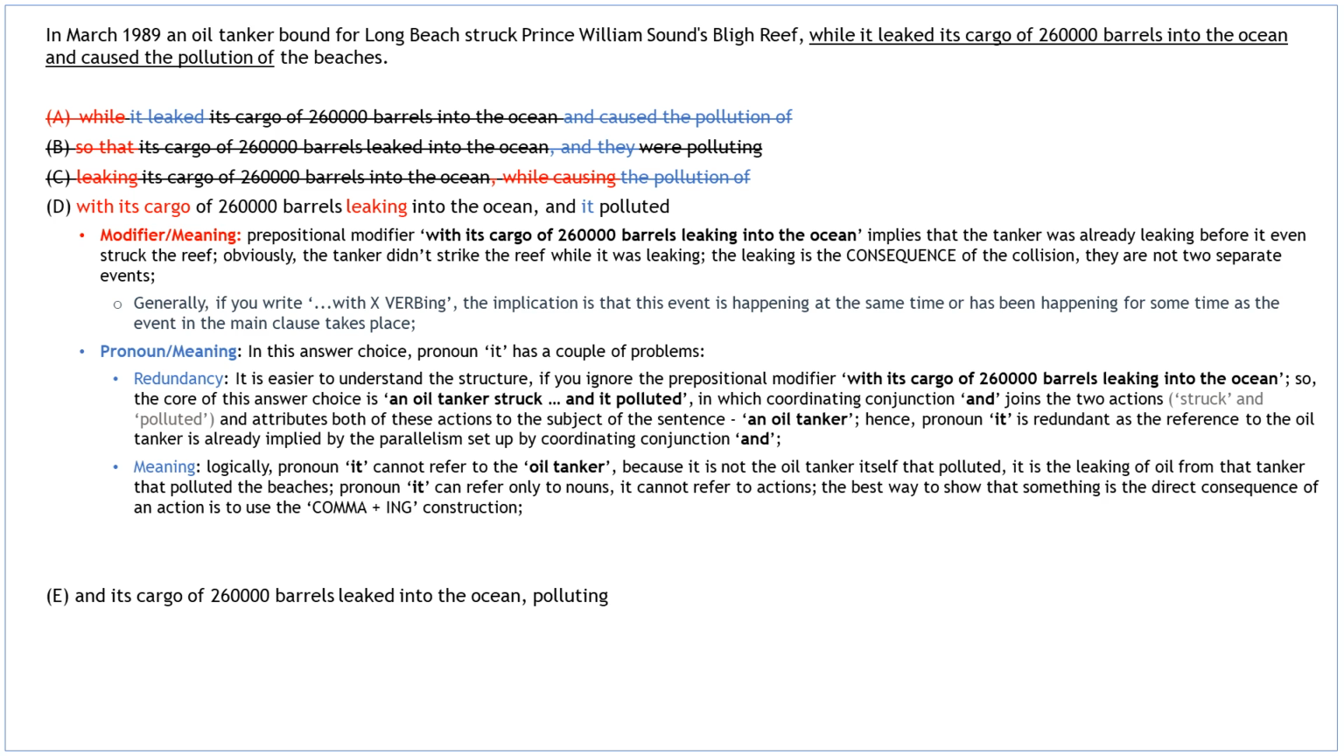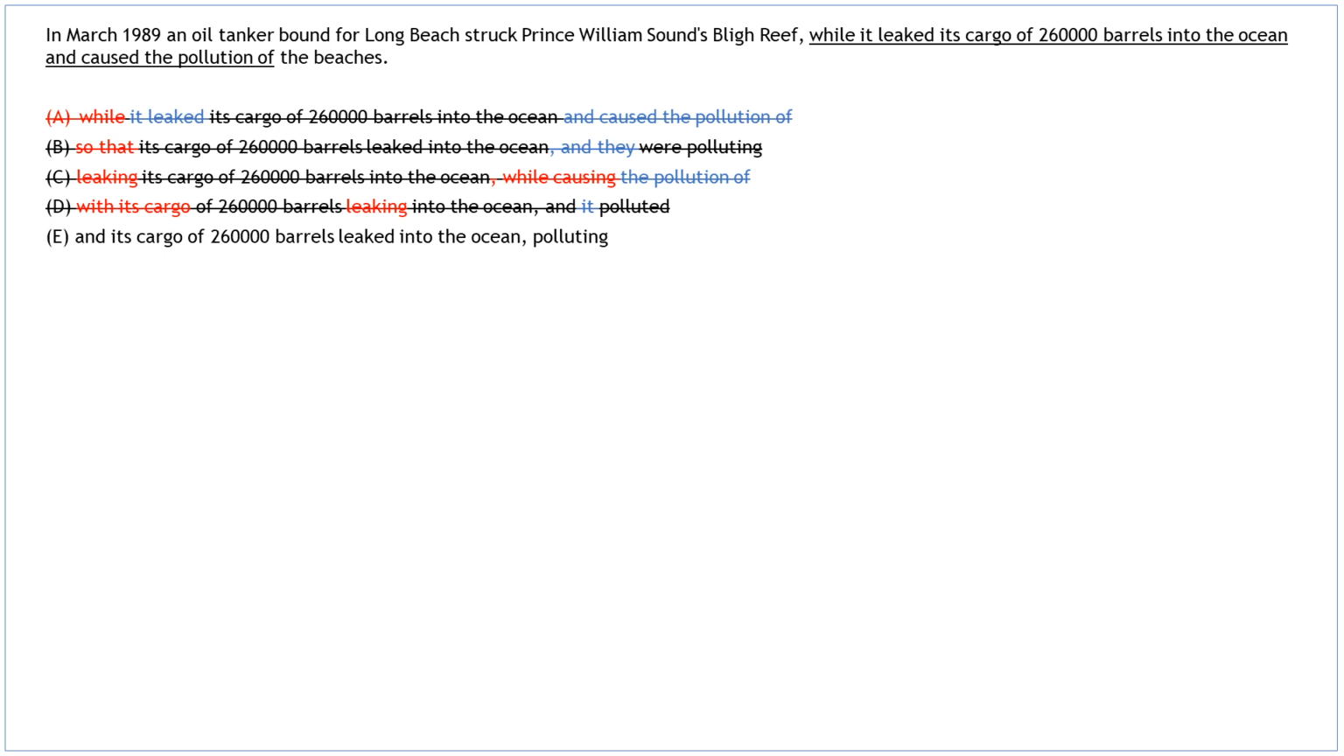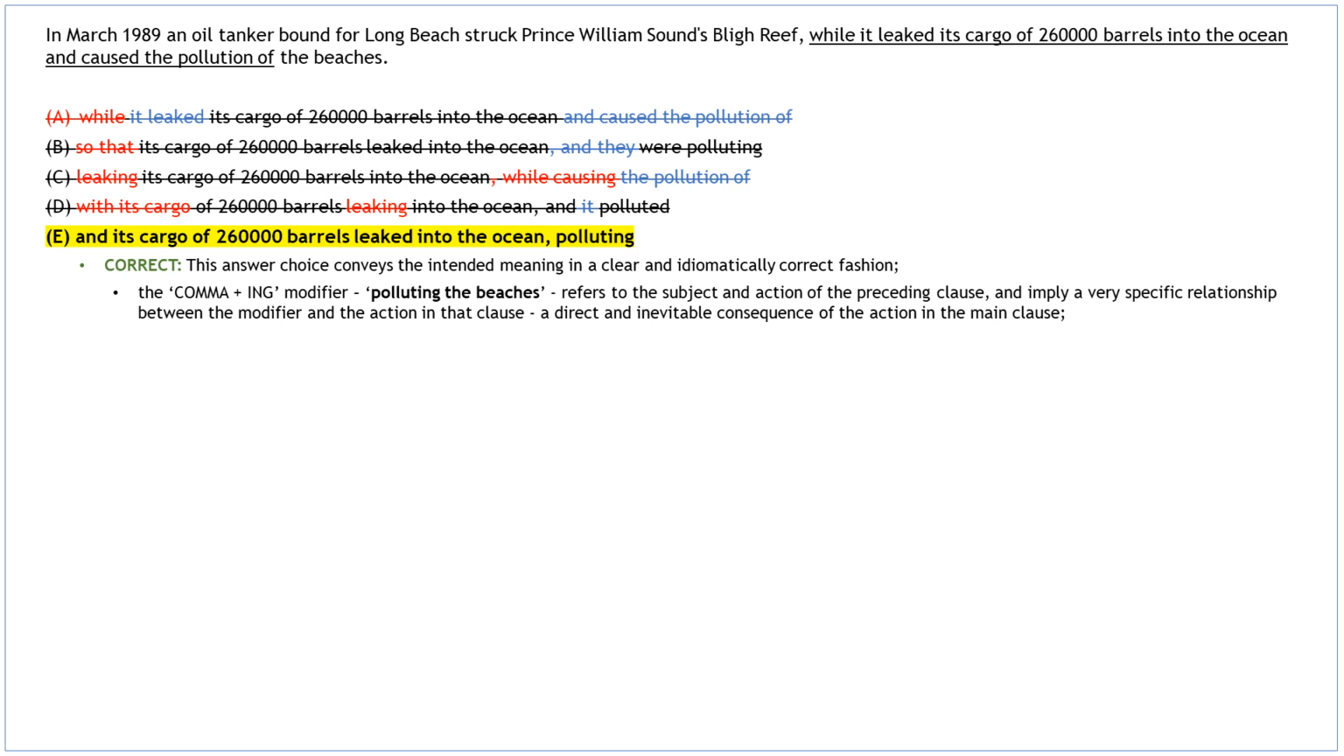the coordinating conjunction "and." Also, logically, the pronoun "it" cannot refer to the oil tanker, because it is not the oil tanker itself that polluted, it is the leaking of oil from that tanker that polluted the beaches. The pronoun "it" can refer only to nouns, it cannot refer to actions. The best way to show that something is the direct consequence of an action is to use the comma and "-ing" construction. So, we have eliminated all 4 wrong answer choices, and have narrowed down our options to answer choice E, which conveys the intended meaning in a clear and idiomatically correct fashion.